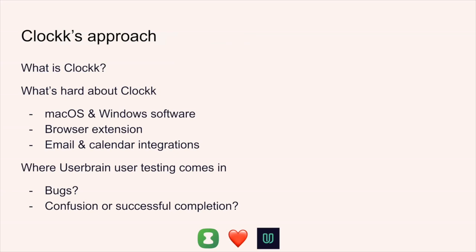Then we have a browser extension that you install into your browser. And then you can set up email and calendar. So there's a bunch of stuff that you have to do to actually unlock the full power of Clockk. And that flow is really hard to do. And because the user is coming in and out of Clockk as they go, there are lots and lots of opportunities for bugs. And so that's where Userbrain testing comes in.